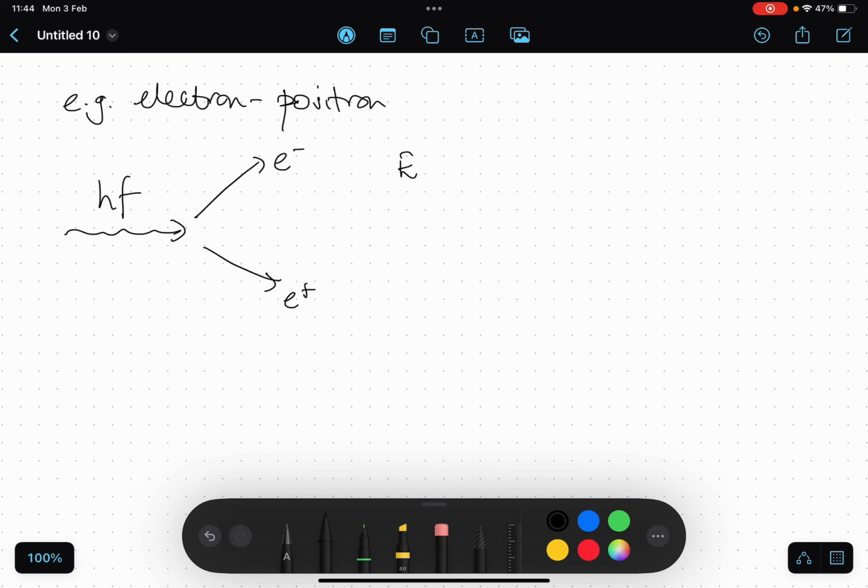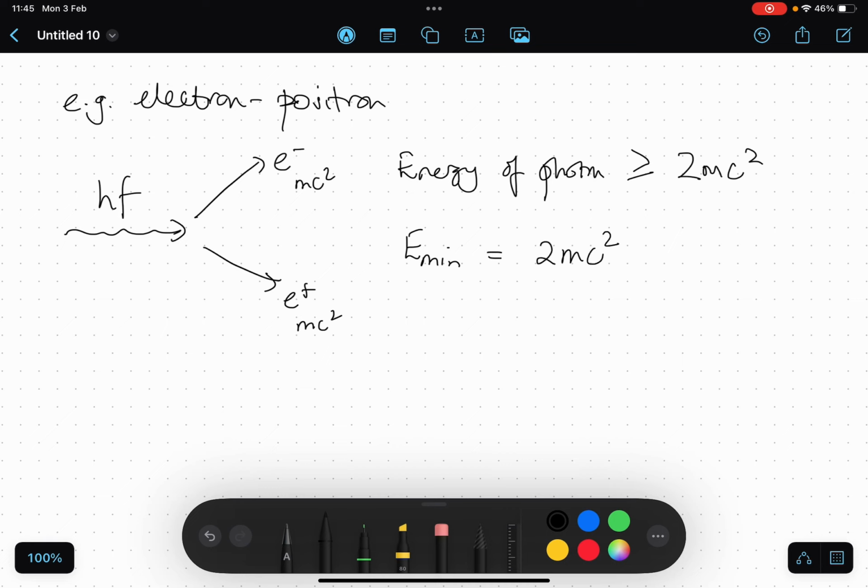Okay, so the energy of the photon then has to be at least as big as mc squared plus mc squared. In other words, 2mc squared. So we could express this in this way: the minimum energy of the photon has got to be at least 2mc squared.